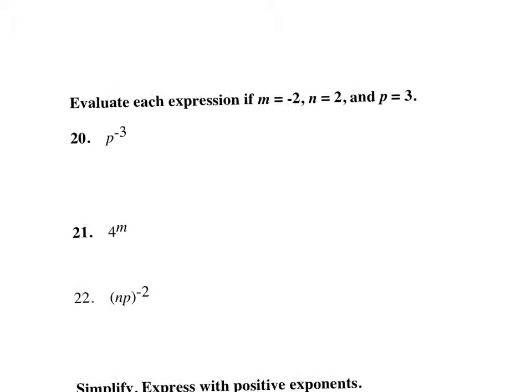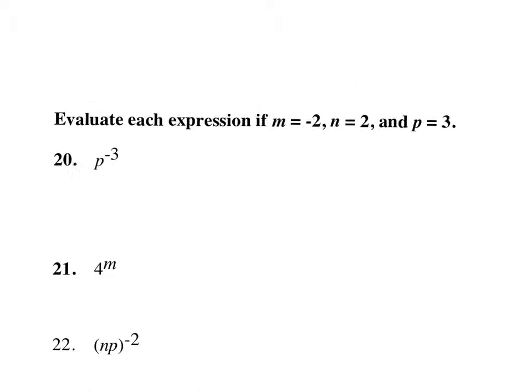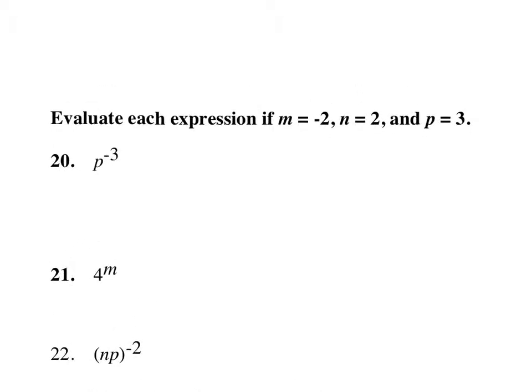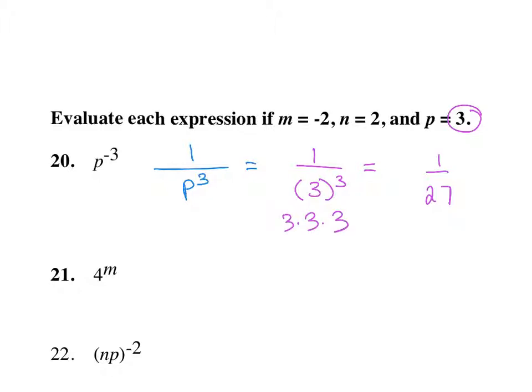Number 20 through 22 is asking you to evaluate with negative exponents. So the first thing you need to do is rewrite it with a positive exponent. So this is really 1 over p to the third. Then rewrite it so that instead of the p, you have parentheses, so that you can take that value and place it in, and then you evaluate. Find the value. Here you have to multiply it out. 3 times 3 times 3 is 27, because 9 times 3 is 27.